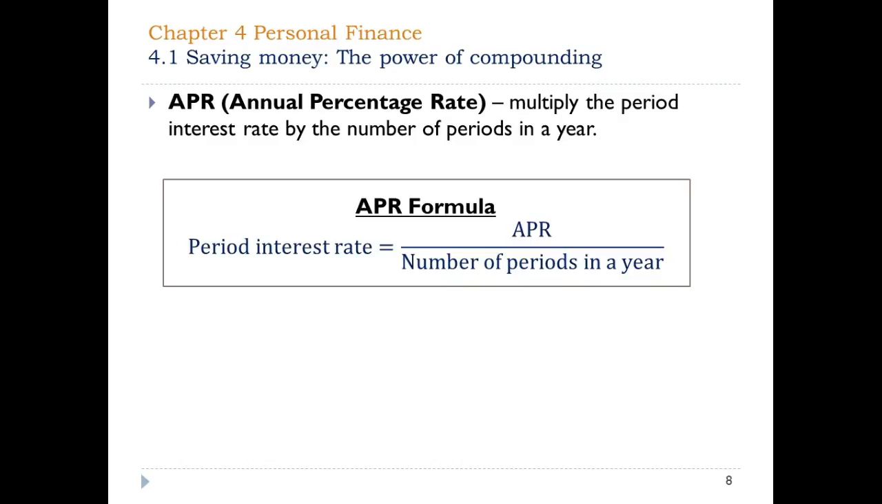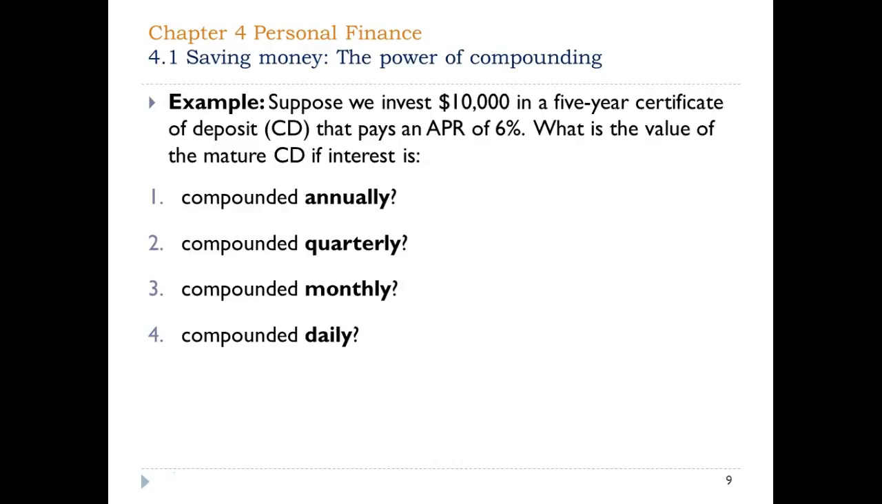APR is annual percentage rate. Multiply the period interest rate by the number of periods in a year. APR formula: period interest rate is equal to APR divided by the number of periods in a year. Example, suppose we invest $10,000 in a 5-year certificate of deposit that pays an APR of 6%. What is the value of the mature CD if interest is compounded annually, quarterly, monthly, and daily?